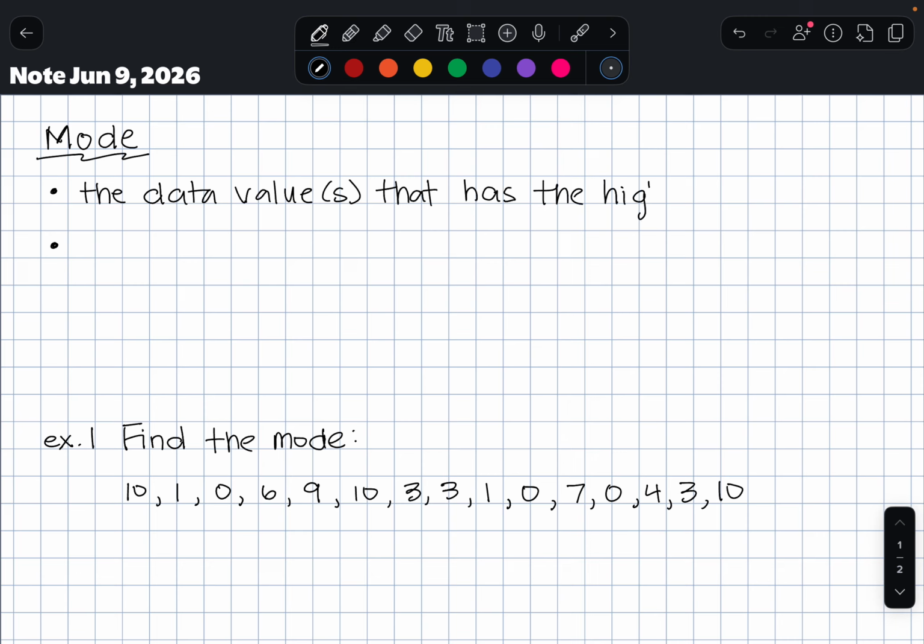You'll notice that I used a plural there, value or values. It is possible that two or more numbers in my list are repeated the exact same number of times. I could have 2 2s and 2 5s. In that case, I would have 2 modes. So we can label data sets by the number of modes.